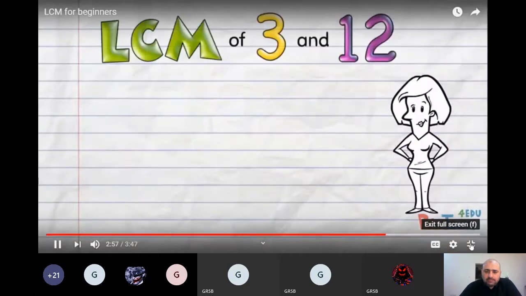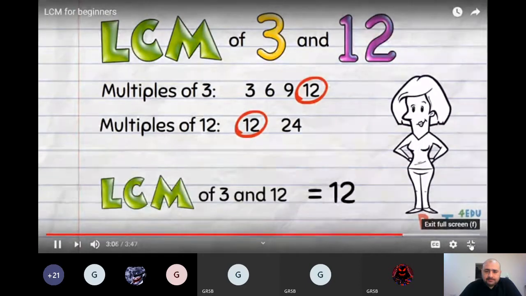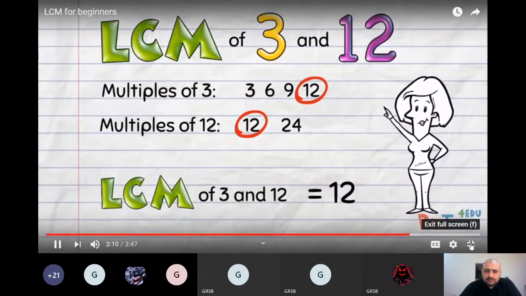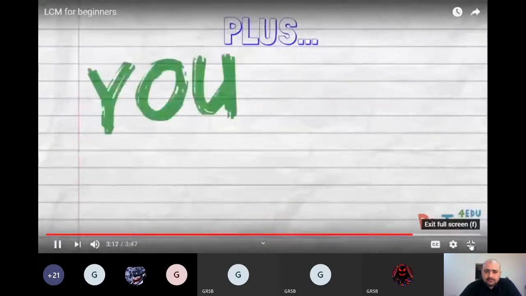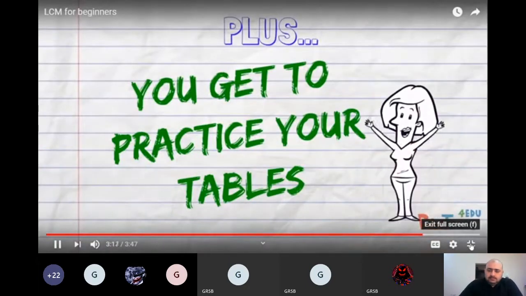The nice thing about this method is that you keep a note of the multiples as you go. So you have proof of the LCM because you can see it on the page, and that's great for revision purposes. Teachers love this method as it's so clear. Plus, you get to practice your tables and see the pattern of repeated addition on the page. Basically, it's great for your math muscles.